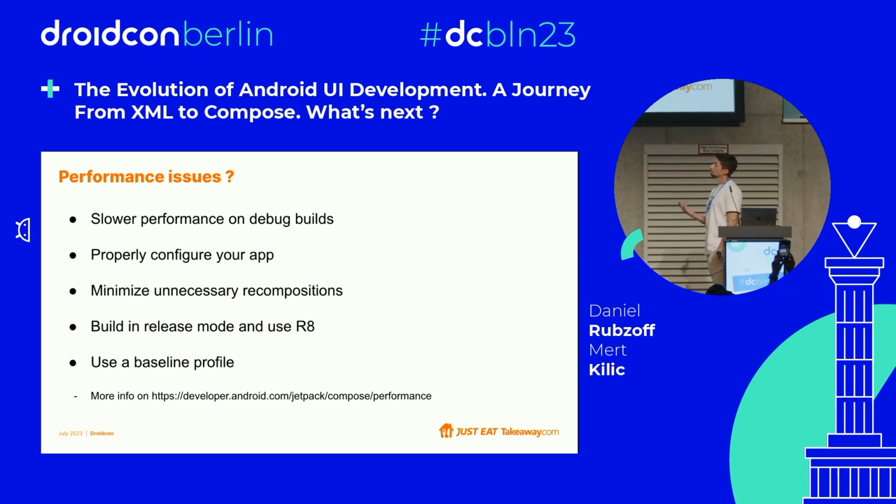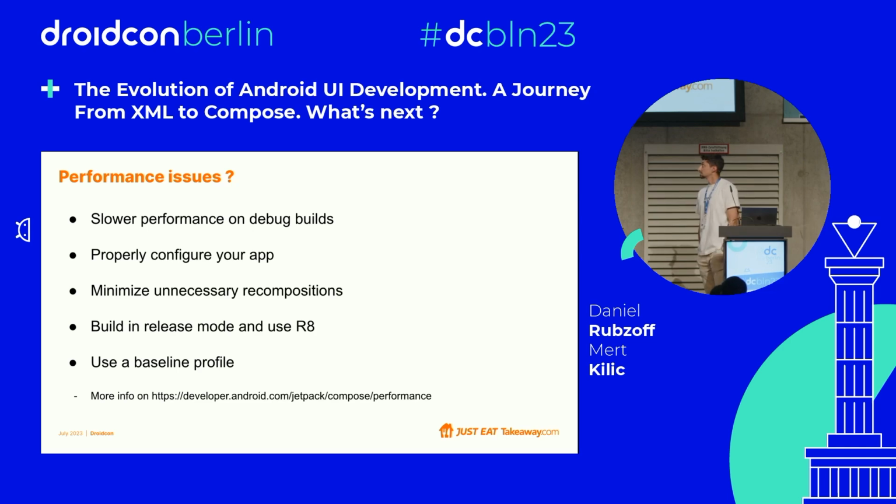What are they? According to the official Google documentation, you need to properly configure your app, and you need to minimize unnecessary recompositions. What does that mean? Not going down that rabbit hole, but it's about the life cycle of Compose. What we can say in a nutshell is that Compose is smart enough to only update the affected part of the UI. And by using state management techniques and structuring your code wisely, you can reduce the number of those recompositions, therefore resulting in improved performance.